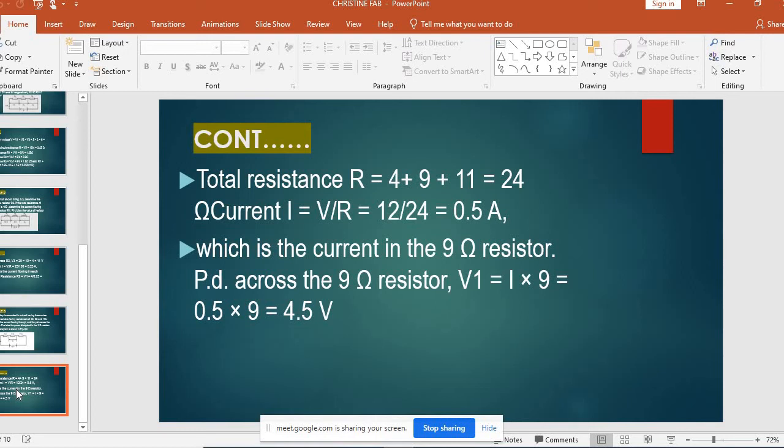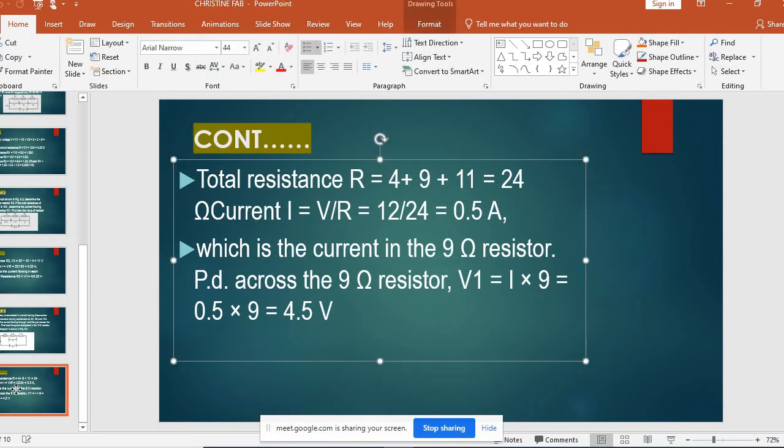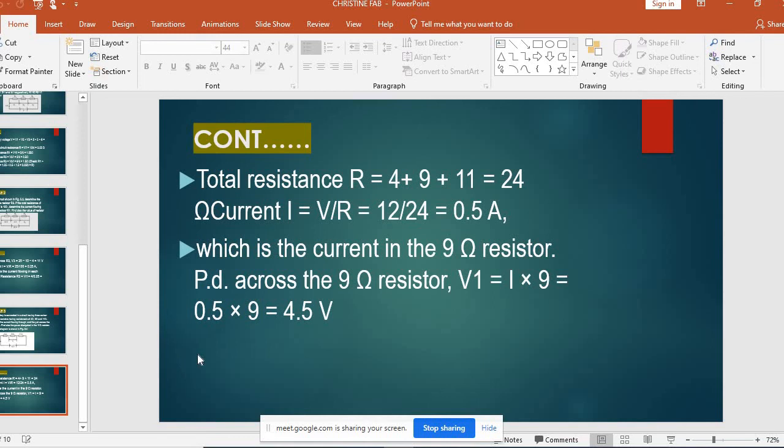So this 0.5 amperes is the current in the 9 ohm resistor. The potential difference across that 9 ohm resistor, V1, is equal to that current times 9, which is the resistance. So it is 0.5 times 9, which gives 4.5, our potential difference across that resistor.